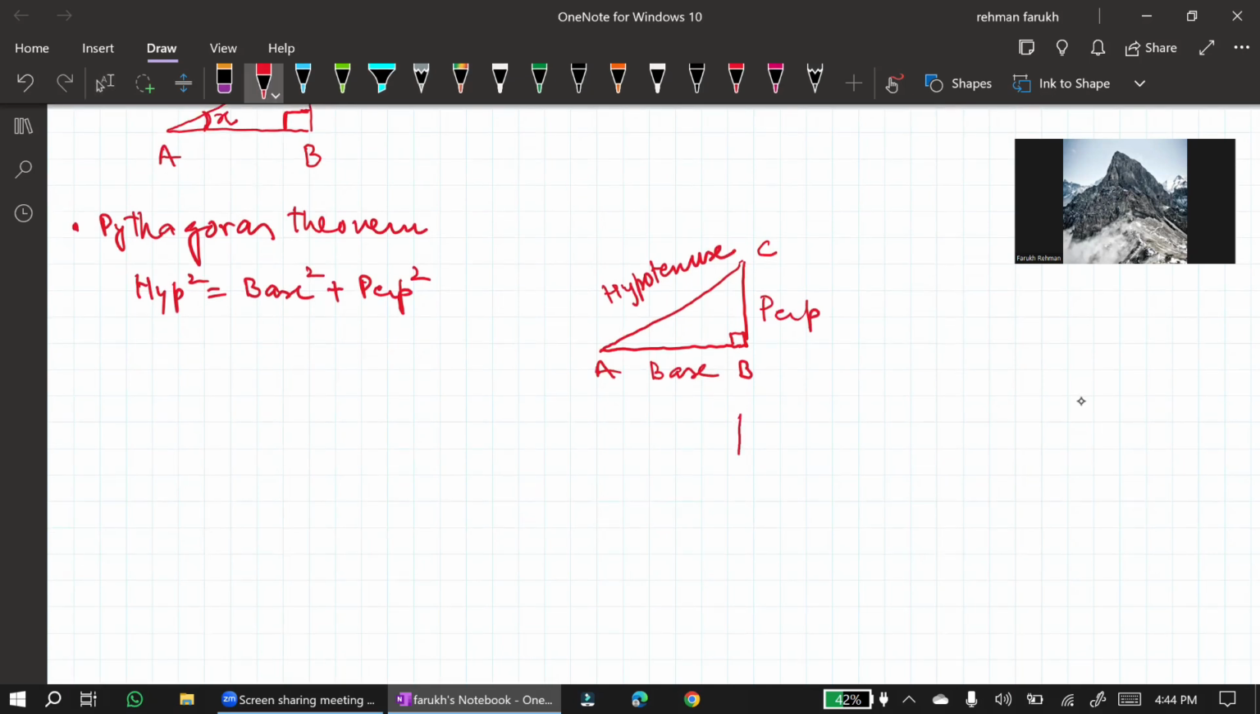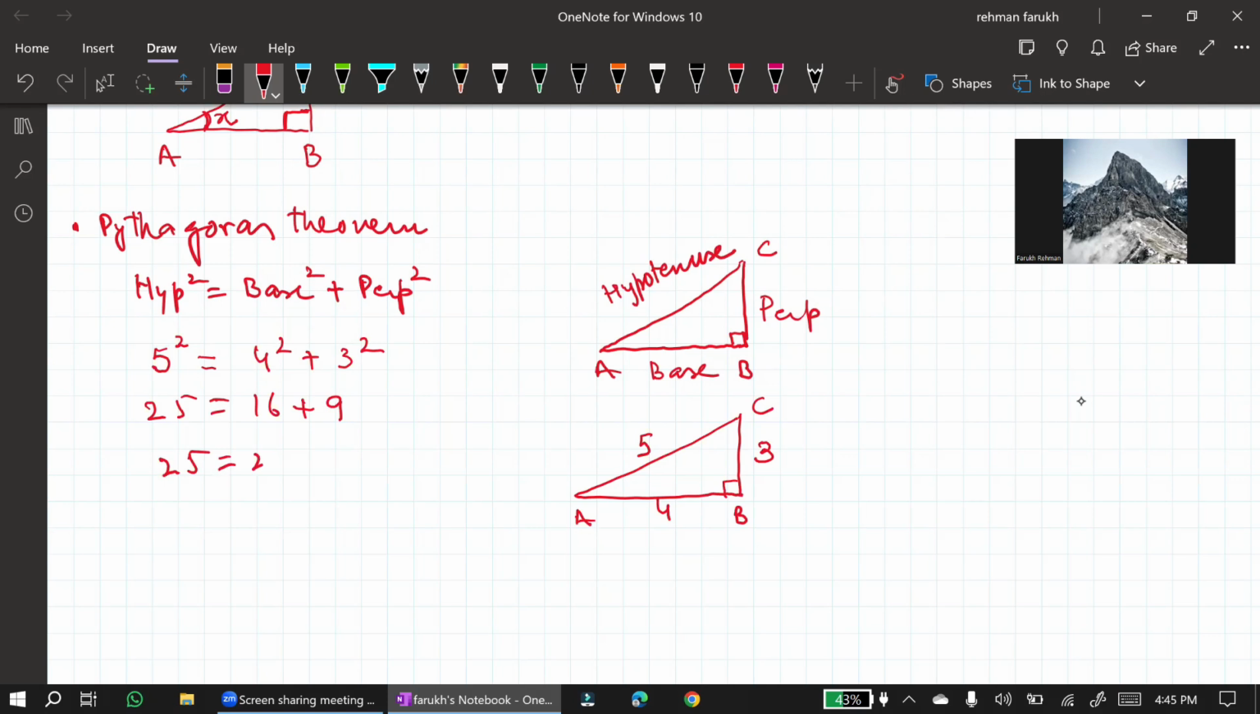Now, we will verify whether this one is a 90 degree triangle or not. ABC is a triangle in which BC is equal to 3, AB is equal to 4, and AC is equal to 5. Now, the longest side is 5, and opposite to 90 degree, this one is the hypotenuse. We will substitute this 5 at the place of hypotenuse, then base with 4 and perpendicular with 3. Now 25 is equal to 16 plus 9, 25 is equal to 25. This triangle satisfies the Pythagoras rule. This triangle is a 90 degree triangle.